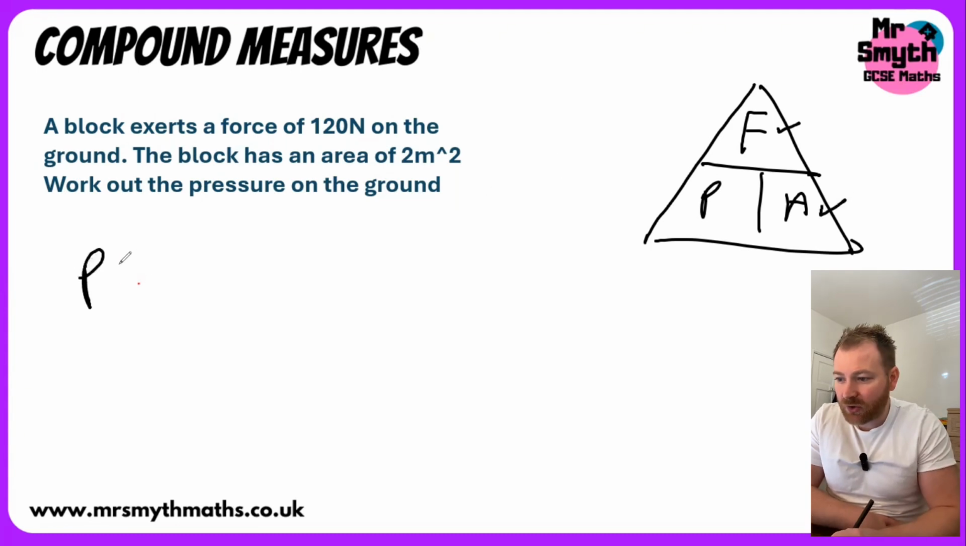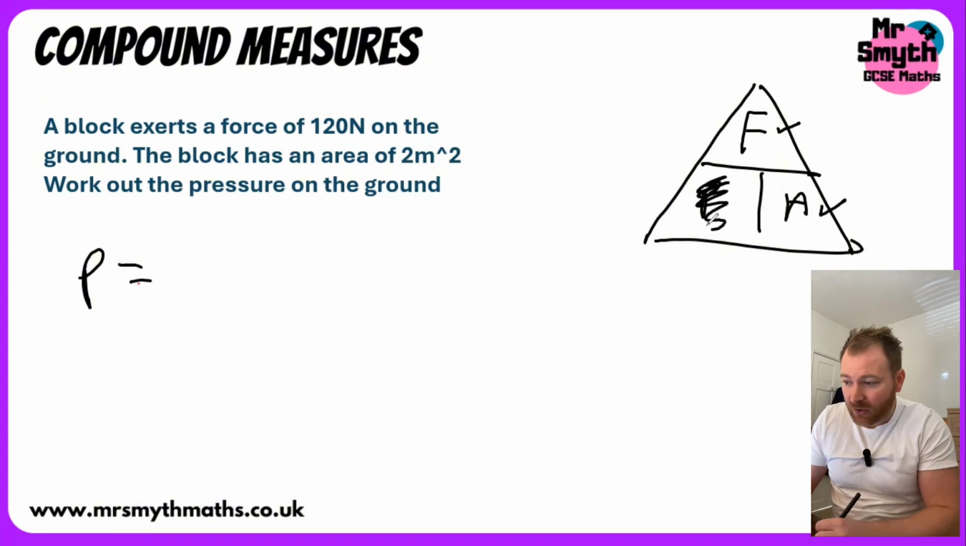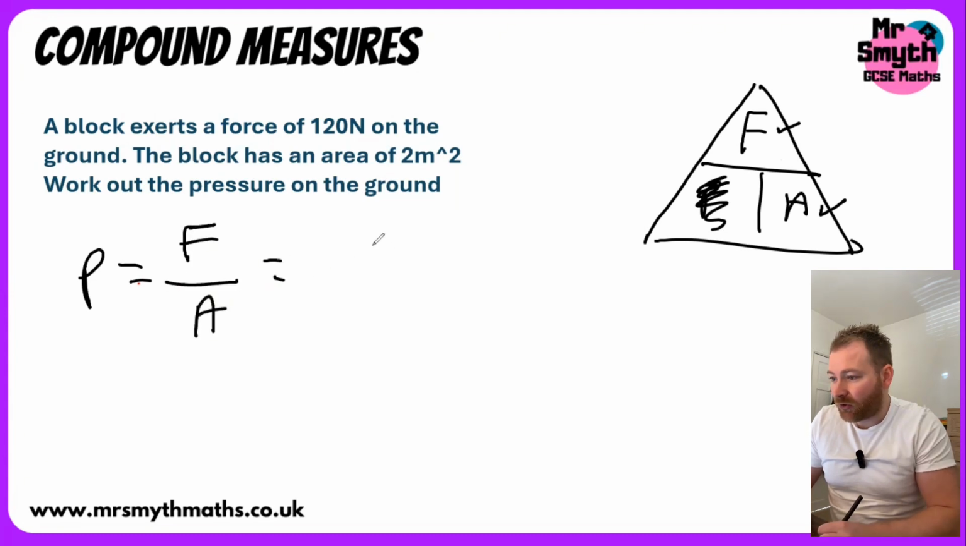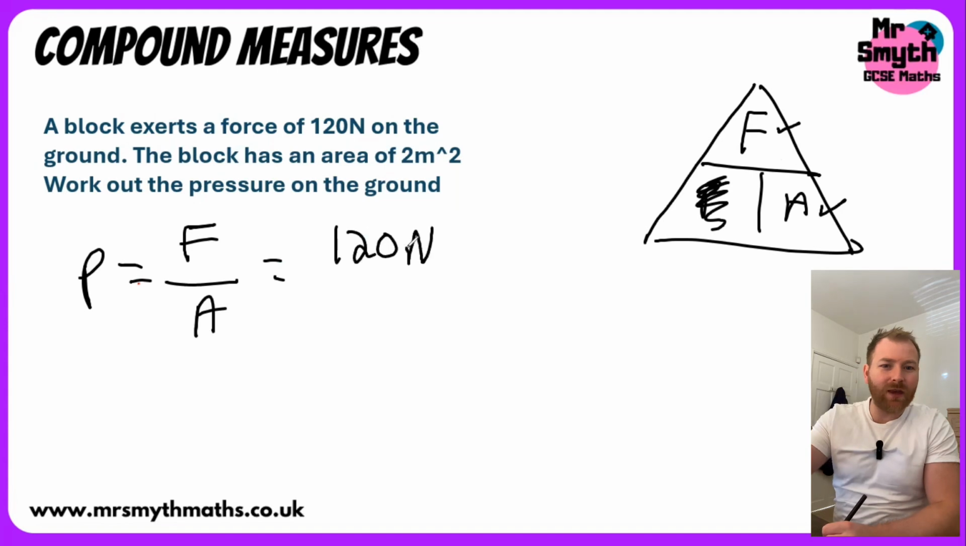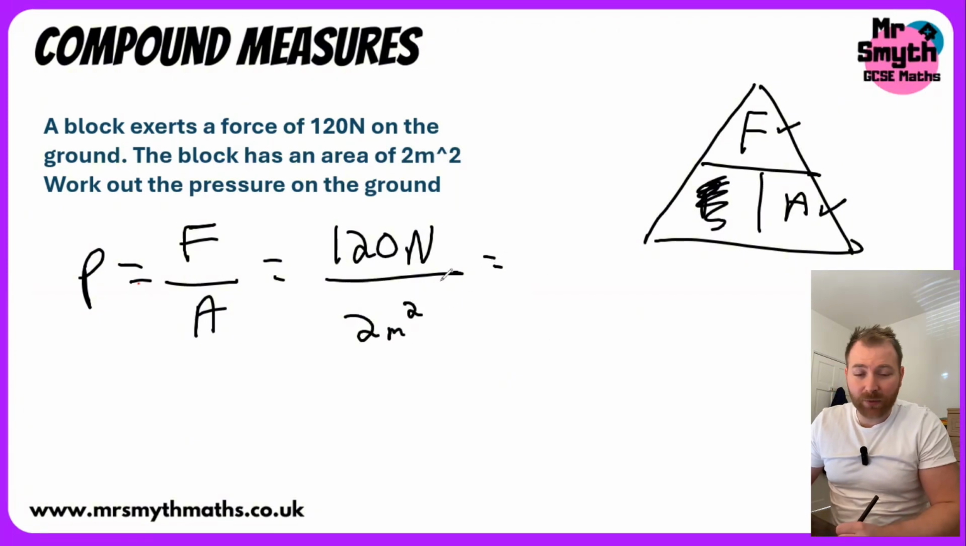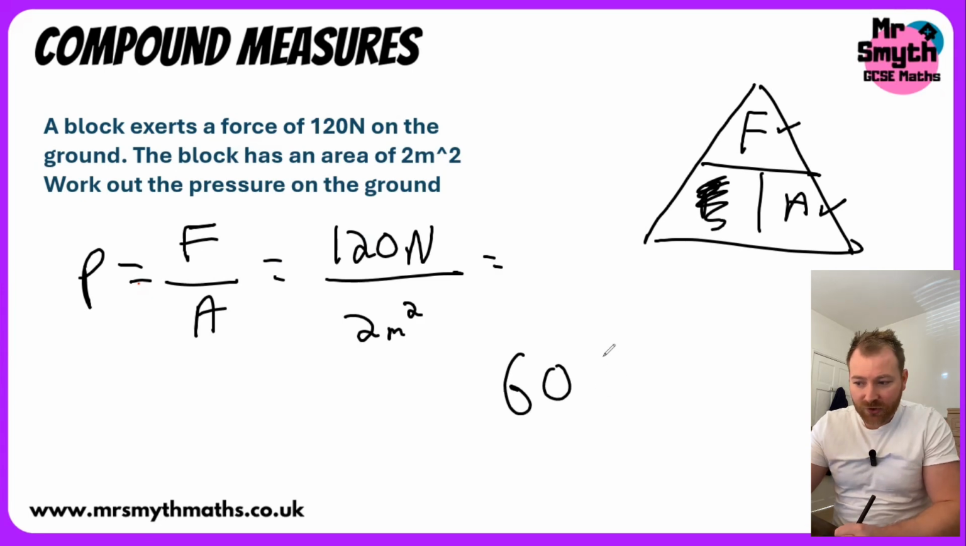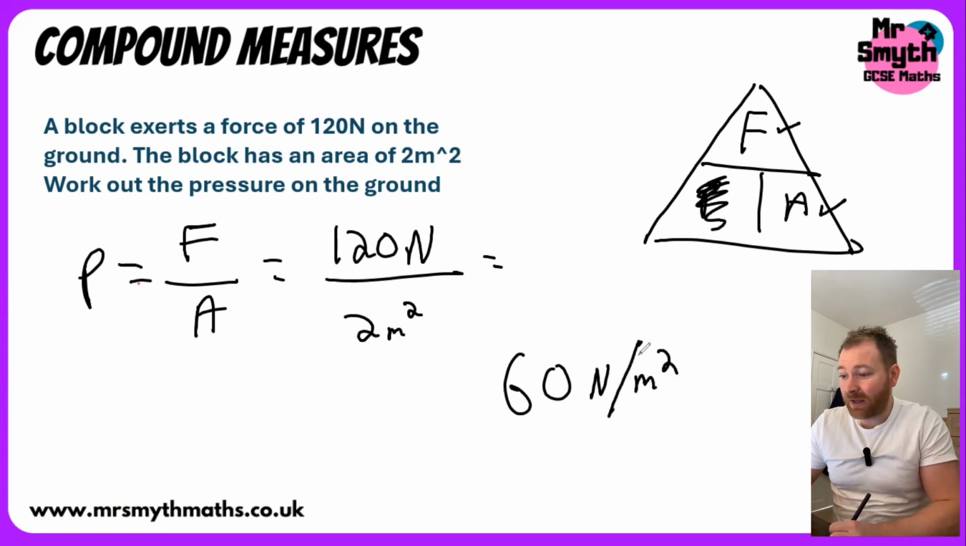So the pressure is equal to, remember we're going to cross that one out and work with the other two. We can see the F is at the top, so that's going to be F divided by A. We know that the force is 120 newtons. I always put the letter in there, which you'll see why in a moment. 120 newtons divided by 2 meters squared. So 120 divided by 2 gives us 60. Here are the units now. We've got newtons on the top, so put the N there. Then because the meter squared is on the bottom, we put slash and meter squared. So that's it. The pressure is 60 newtons per meter squared.